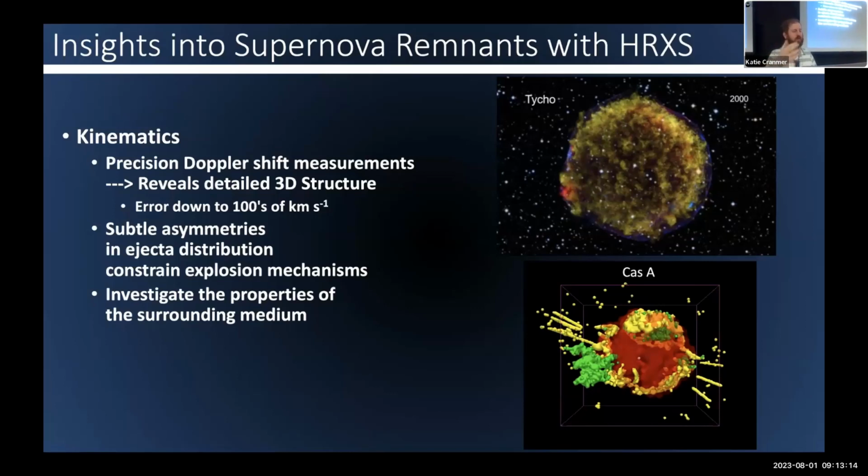Using that, you can reveal in detail a 3D structure, especially when you have errors that go down to on the order of hundreds of kilometers per second. You want to do this because you're interested in subtle asymmetries in the structure of the remnant that might tell you about the explosion mechanism, like in the case of a type Ia supernova, how did the white dwarf explode? Or you can use it to investigate the properties of the surrounding medium, such as the density profile. We're looking for something that was sort of done in optical wavelengths with Cas A, but in X-rays.